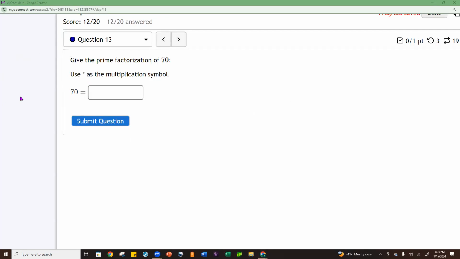Prime factorization. This is one a lot of people struggle with. First, on paper, draw a factor tree and figure out factors of 70, a factor pair. So 7 times 10 gets me 70. I circle the prime numbers. Prime numbers don't have any factors except the number itself. Then I split 10 into 2 and 5, which are also prime.